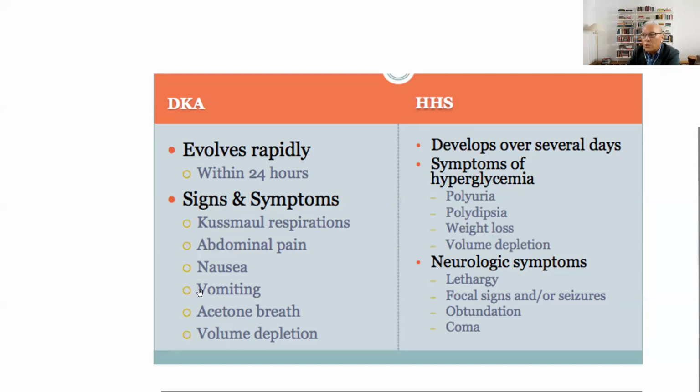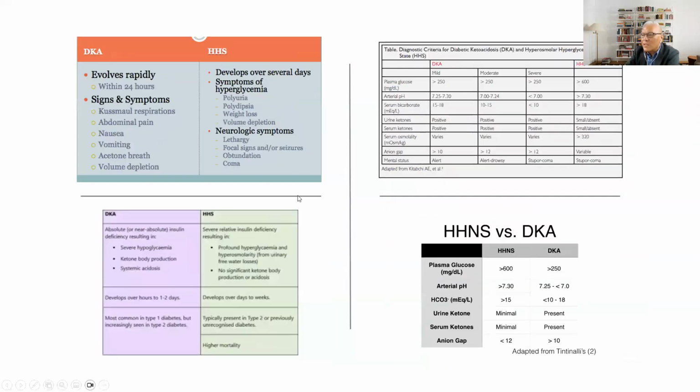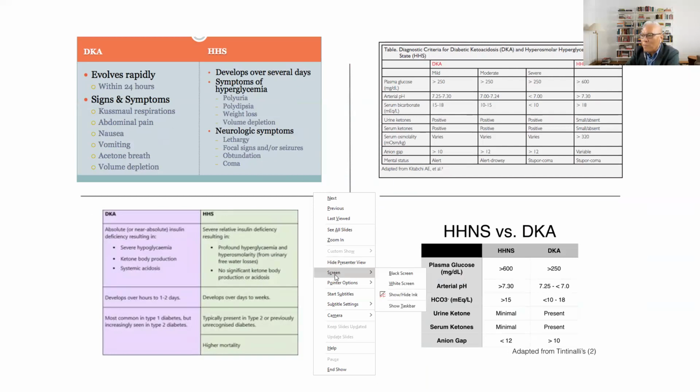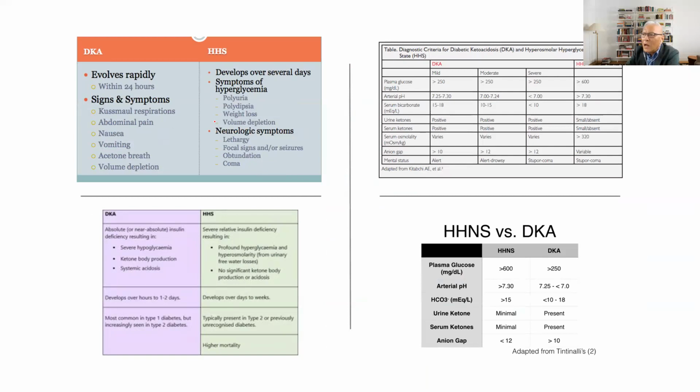So I think you can look at the signs and symptoms, and one of the most compelling is the fact that in HHS, because of the severe increase in glucose, there are going to be neurological symptoms observed. And they might include lethargy, for example, focal signs and seizures, obtundation, as well as coma.